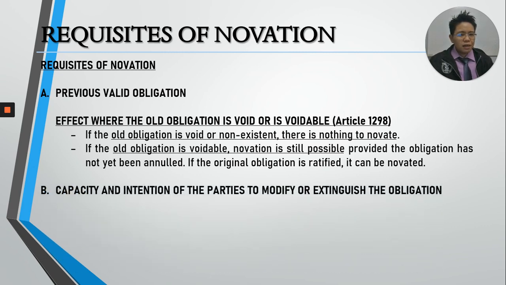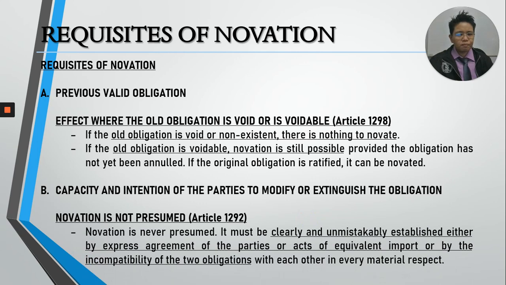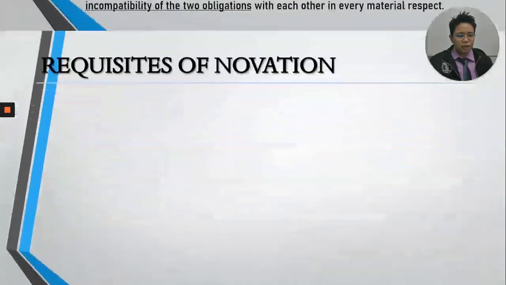Number 2, there is capacity and intention of the parties to modify or extinguish the obligation. Remember, class, that novation is not presumed. In 1292, it must be established by clear and unmistakable facts, and there is express agreement of the parties. Remember, kung wala namang express, wala kayong narinig na express agreement, there are acts which signify that the two obligations are incompatible with one another in every material respect.